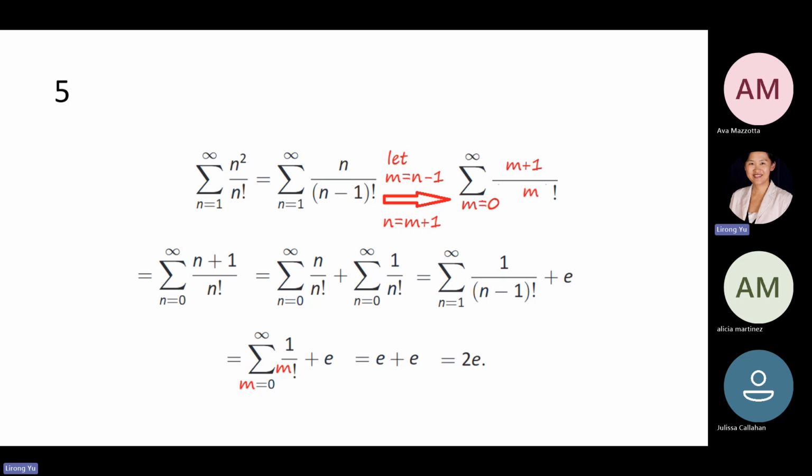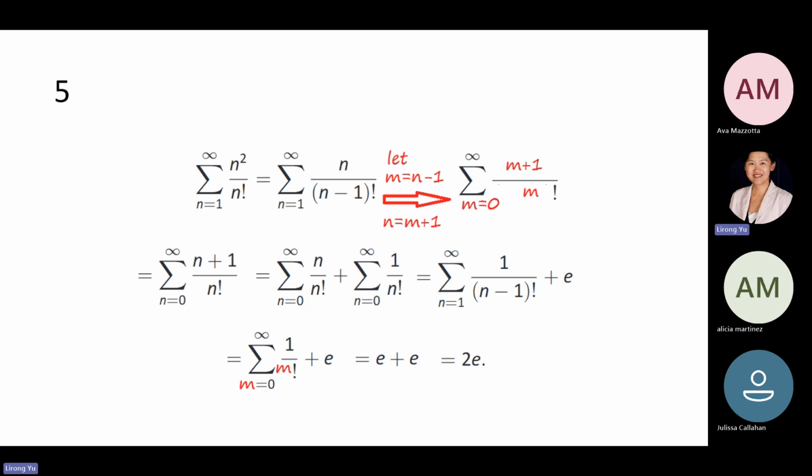Oh, from here to here. Yes. It's because when n equals 0, the numerator will be 0 divided by 0 factorial. 0 factorial is 1, but 0 over 0 factorial equals 0. So when n equals 0, because it's equal to 0, it doesn't really have any value. So what it's actually starting from is 1.